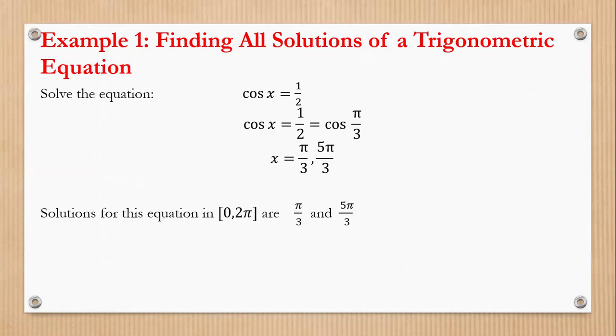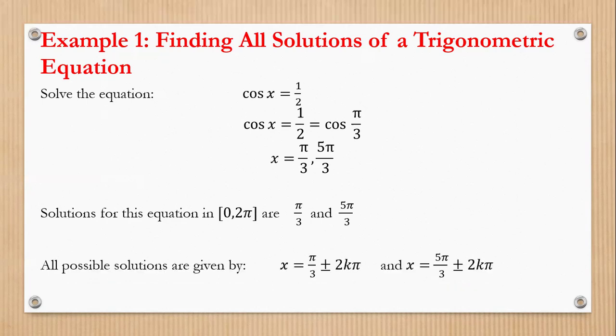But if they ask me to find all possible solutions for this angle, it means not only in the first rotation, but also in the negative direction, and also in the second rotation, third rotation. So what do we do in that case? After finding the answers for the first rotation, 5 pi over 3 and pi over 3, we add or subtract 2k pi.